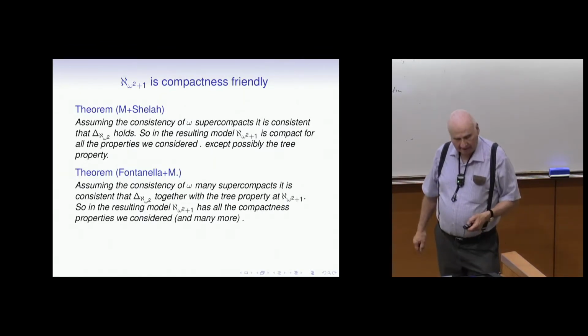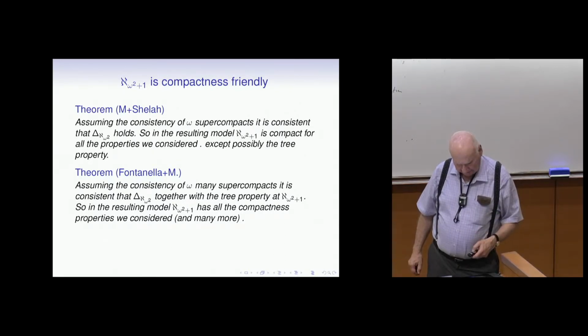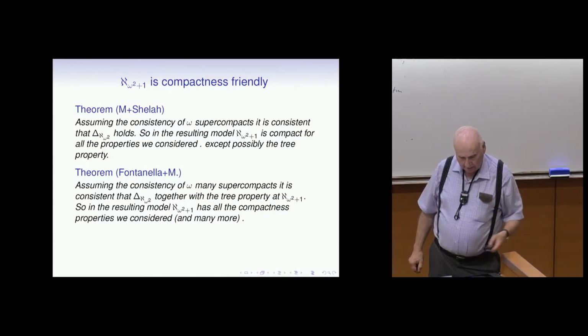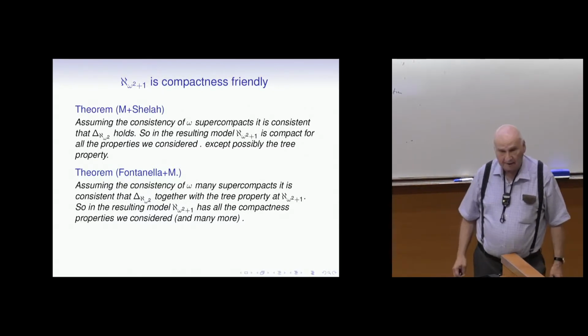Well, if you want the tree property, you can manipulate the proof a little bit, again with Laura, so that you can arrange to have this delta reflection principle together with the tree property. So in the resulting model, Aleph Omega square plus 1 has all the compactness properties we considered and many more.